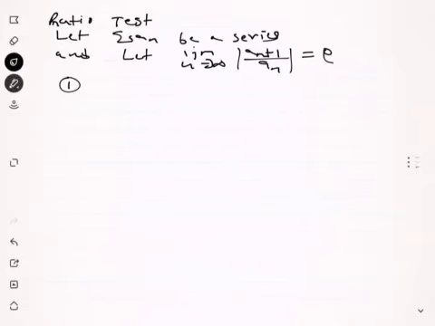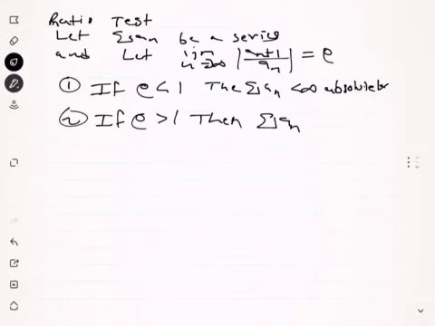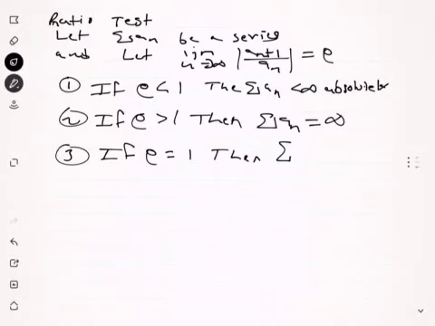The ratio test says that if rho is smaller than 1, then the series converges absolutely, and if rho is bigger than 1, then the series diverges, and if rho is equal to 1, then the test is inconclusive.